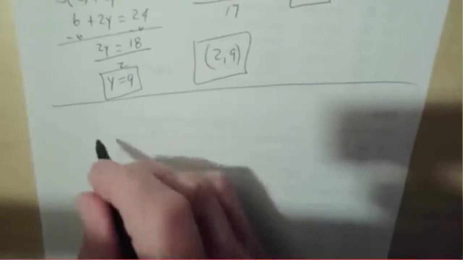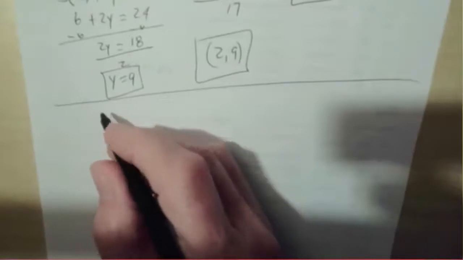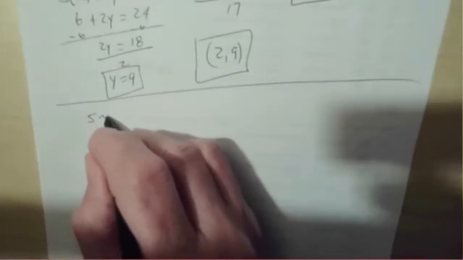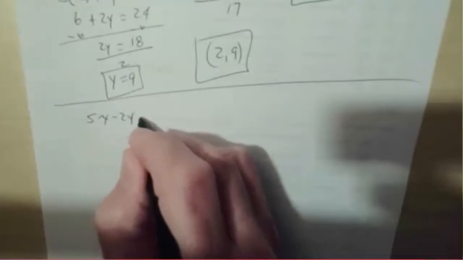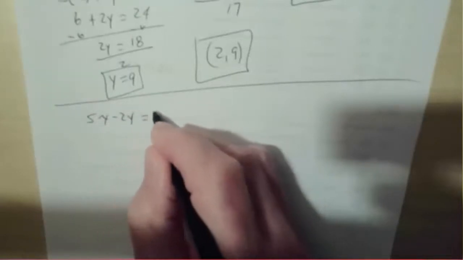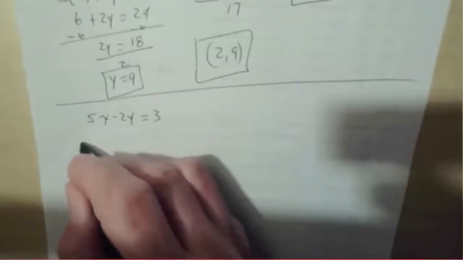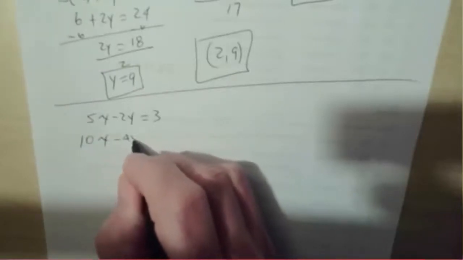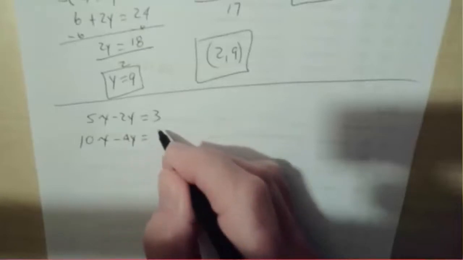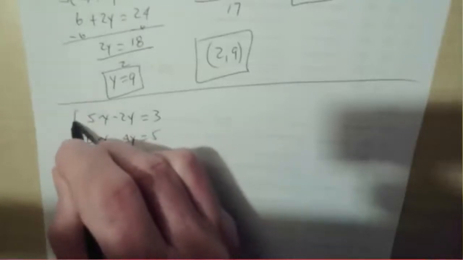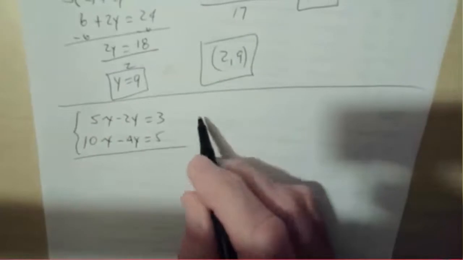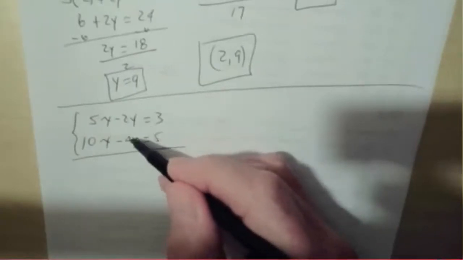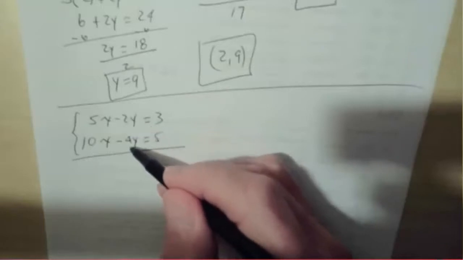Okay. And what if we have this? Get this if you're so smart. 5x minus 2y equals 3. And 10x minus 4y equals 5. System of equations. Okay. Now look, 2 is a factor of 4, but this one's negative and this one's positive.